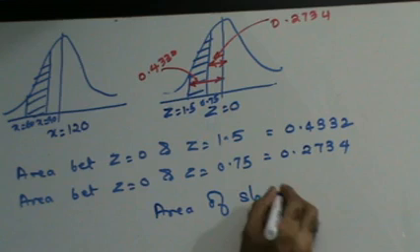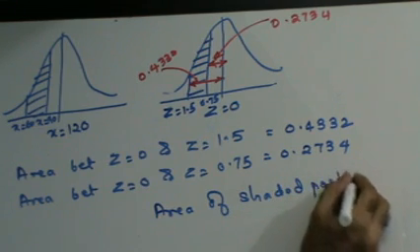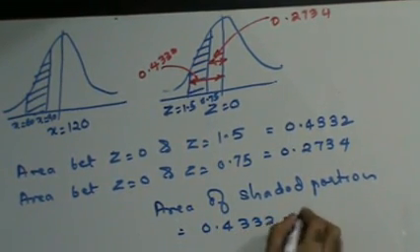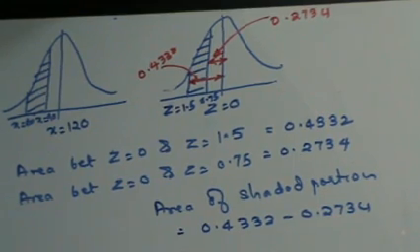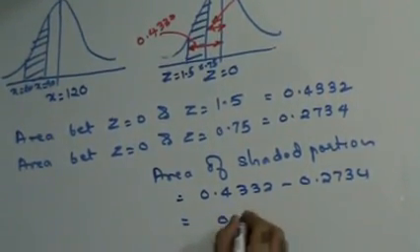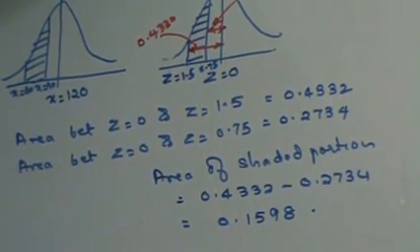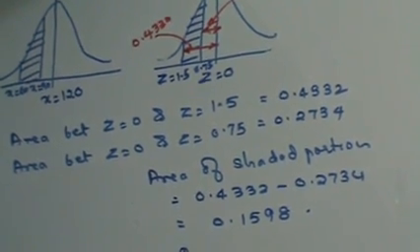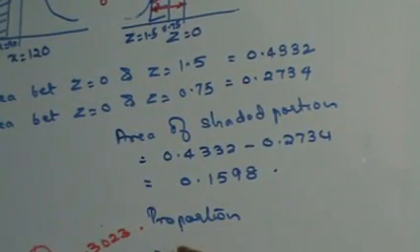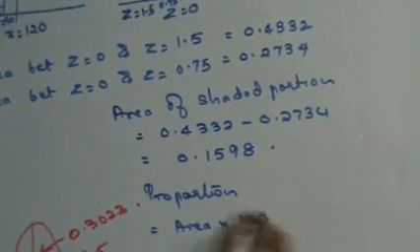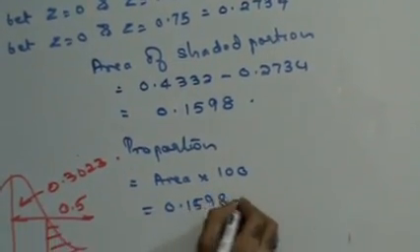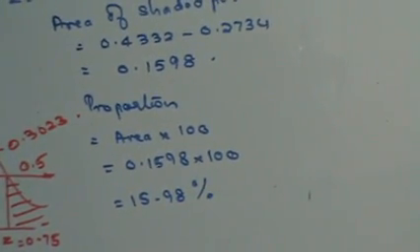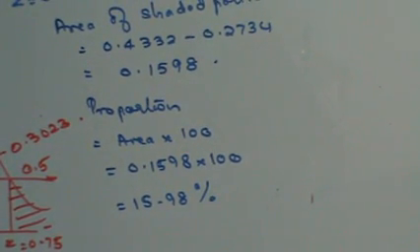Area of the shaded portion is going to be nothing but 0.4332 minus 0.2734. Someone please subtract it. That is 0.1598. I just told you that when you want percentage, you have to multiply by 100. So what is the proportion? Proportion is going to be nothing but area into 100. So that's 0.1598 into 100. That means 15.98% of the people have balance between 60 and 90. Right? Do we get this clear?